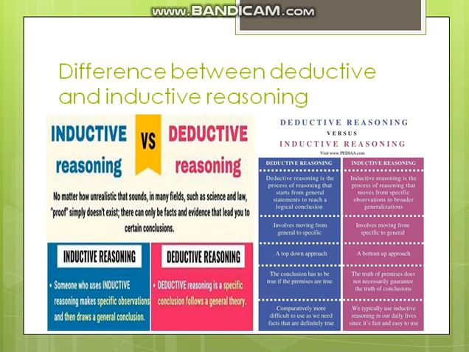And here are some more aspects related to that. Deductive reasoning is a process of reasoning that starts from a general statement to reach a logical conclusion. And inductive reasoning is a process of reasoning that moves from specific observation to broader generalization. So the deductive reasoning involves moving from general to specific, while the inductive reasoning involves moving from specific to general. That's basically the same thing that we discussed earlier.